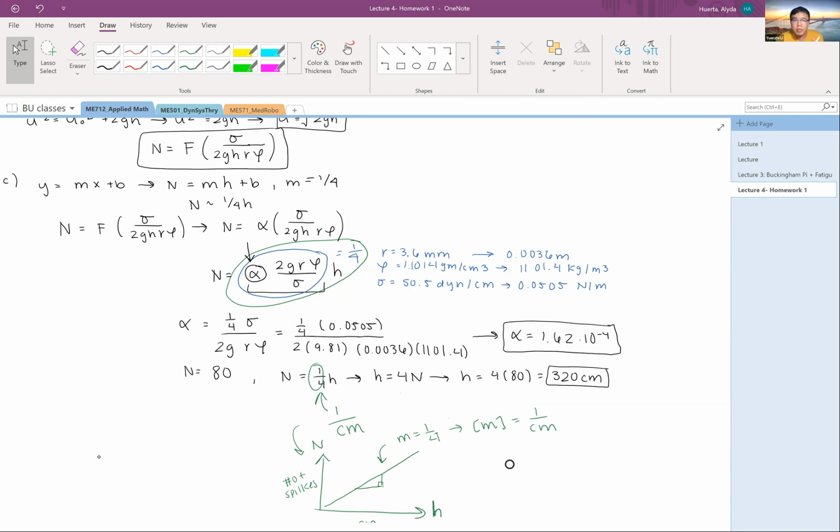Yeah, my point is, if you think of n as not singly dependent on h, it's also dependent on another dimensional quantity, like r times rho over the surface tension. Yeah, it is, but in the problem it's stating that we know through experimental data that the relationship we found is a linear relationship with a slope of 1/4.